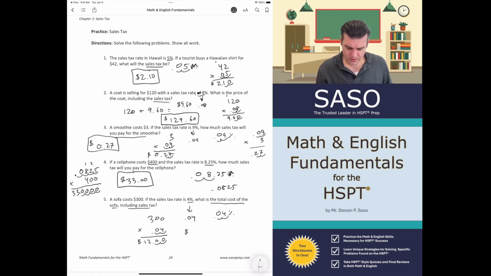And of course, we are going to add those $12 to the $300. And so we end up paying $312 for the couch, including the tax.